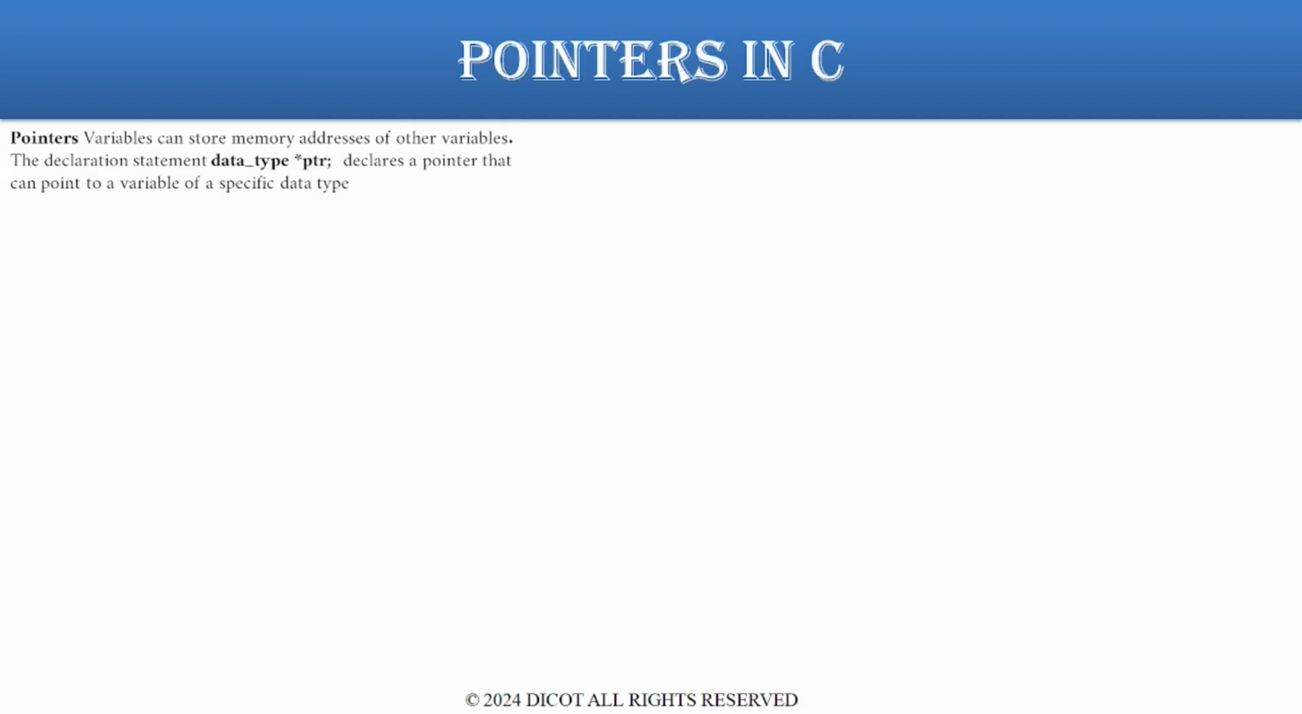In this presentation, we will have a discussion on the topic pointers in C programming language. What is a pointer variable? A variable that can hold a memory address is called a pointer variable. Pointer variables can store memory addresses of other variables. We can have a pointer to an integer, pointer to a character, pointer to a float, pointer to a structure, a user-defined data type.